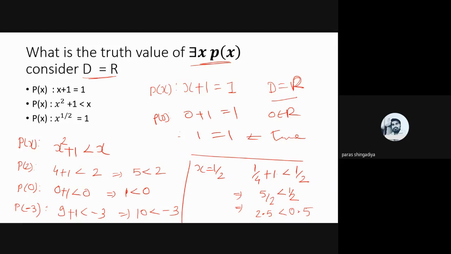You can also consider a square root value. Let us take root 2. Root 2 squared will become 2, so it is 2 plus 1 less than root 2.